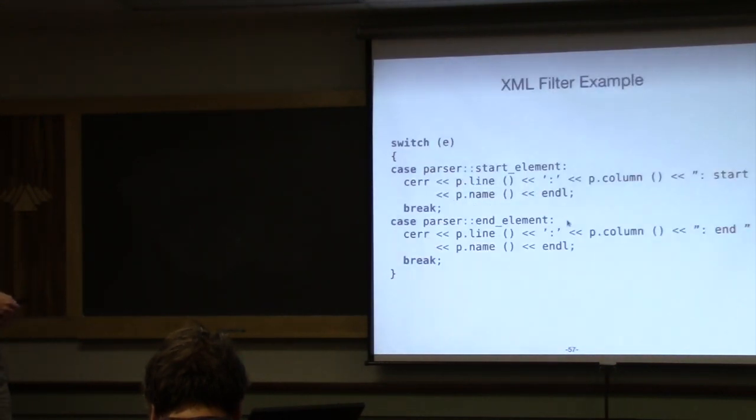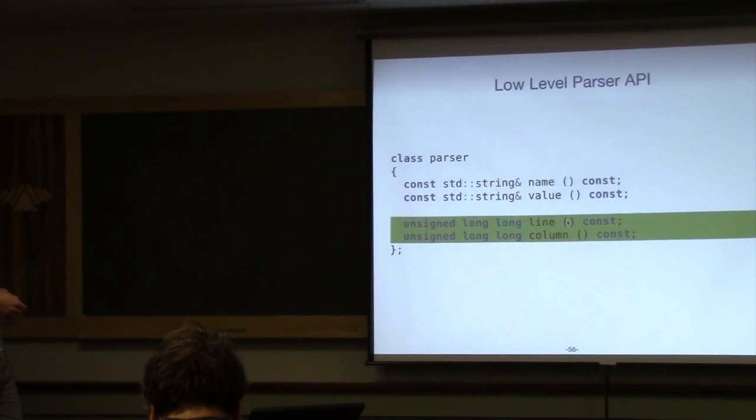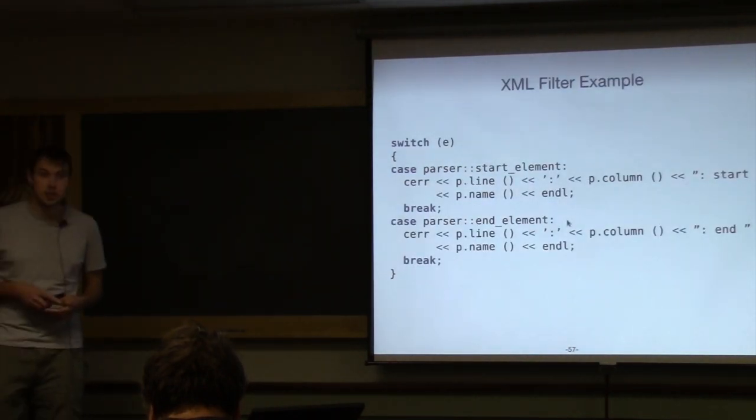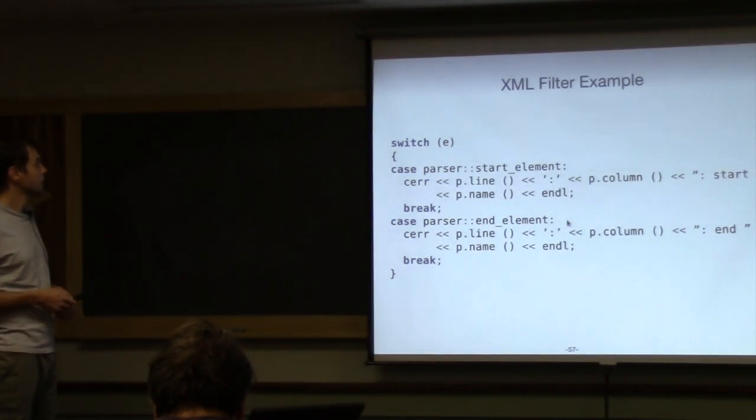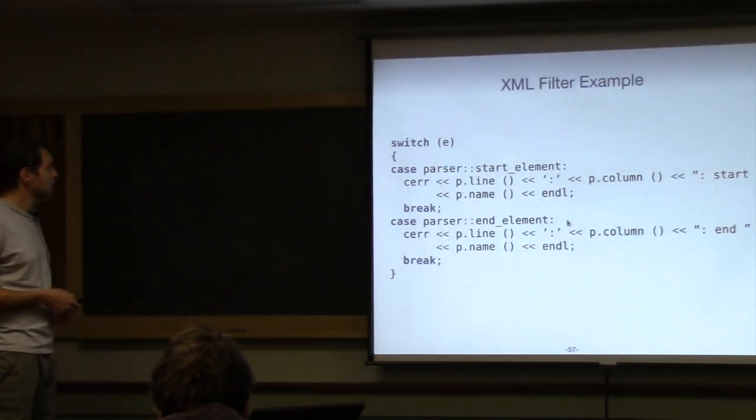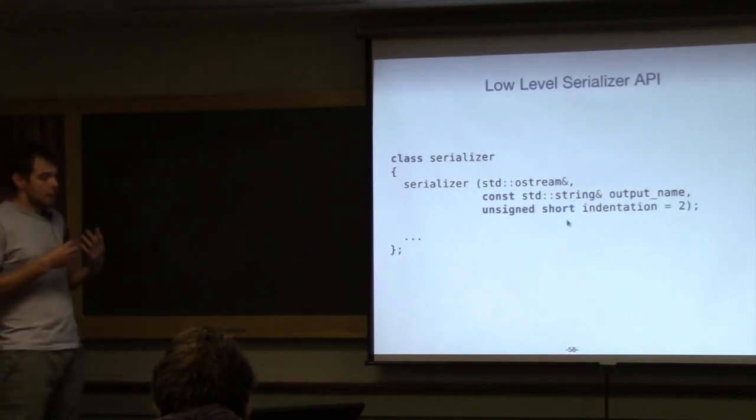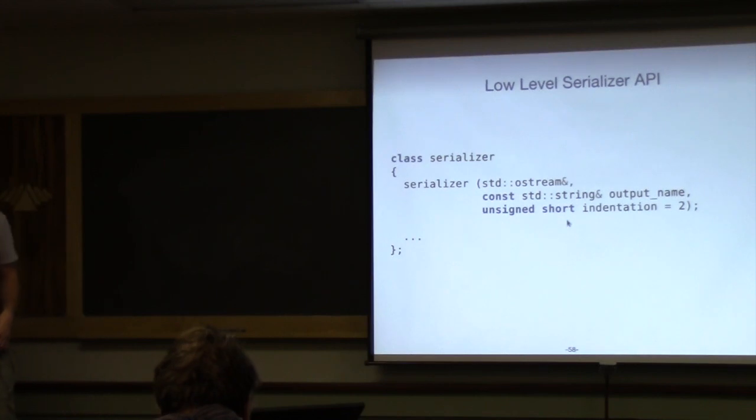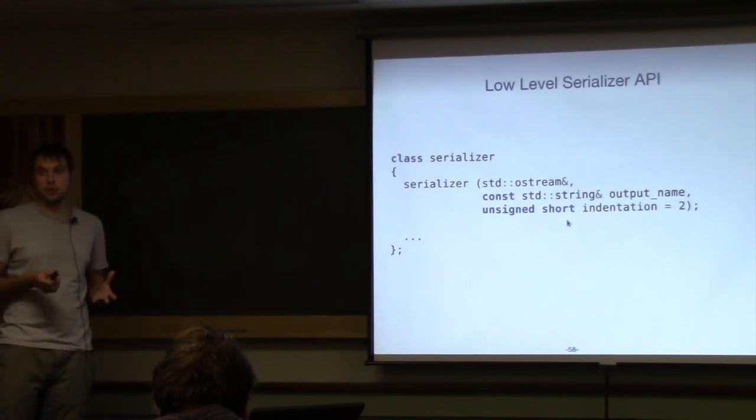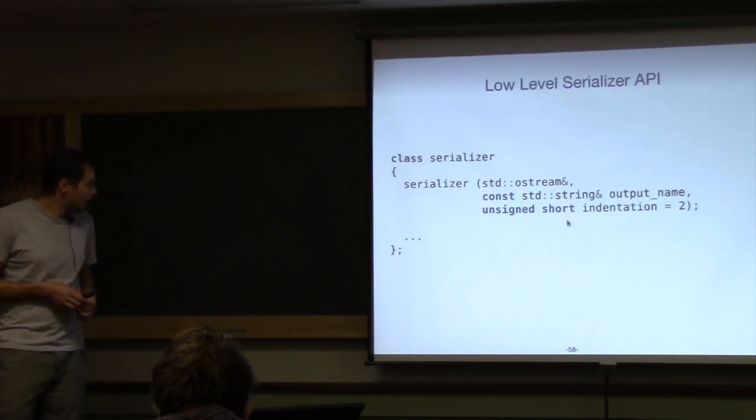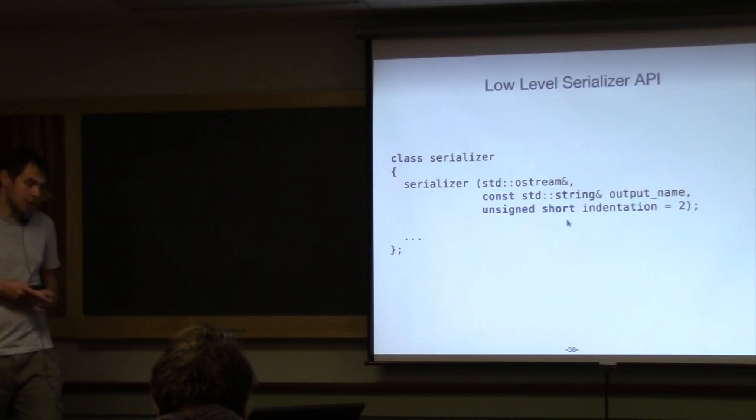Okay, so we can use these two functions to, for example, print the positions of all the elements as we parse them. Also pretty straightforward, right? Yeah, we've actually seen enough of the parsing side to finish our filter. Nobody's surprised. Okay, good. So let's now switch to the serializer side.